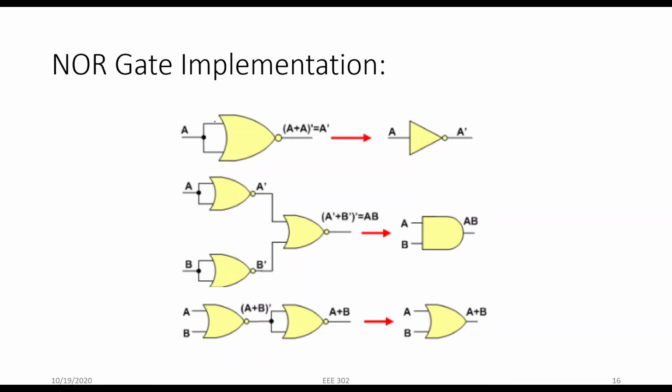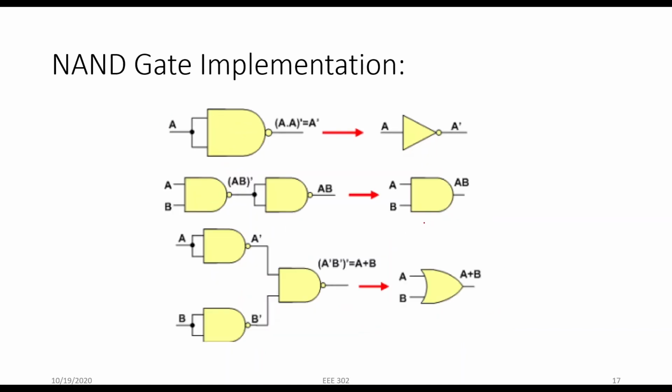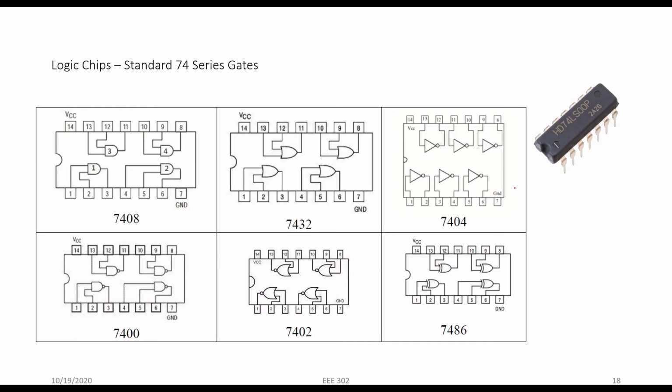Like this one, in the first case, with a single NOR gate we create an inverter, which is a NOT gate. And with 3 NOR gates in a different circuit configuration, we create an AND gate. And here we create an OR gate. Similarly, like the NOR gate, we can also produce other gates using only NAND gates like this. And actually NOR gate and NAND gate are called universal gates.